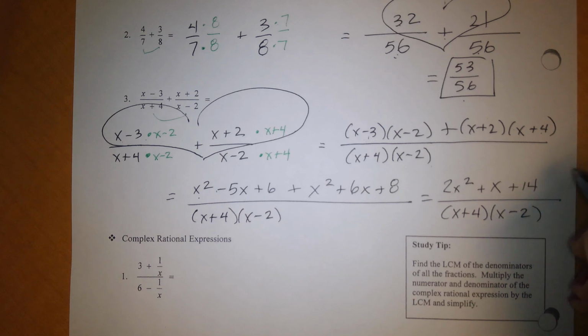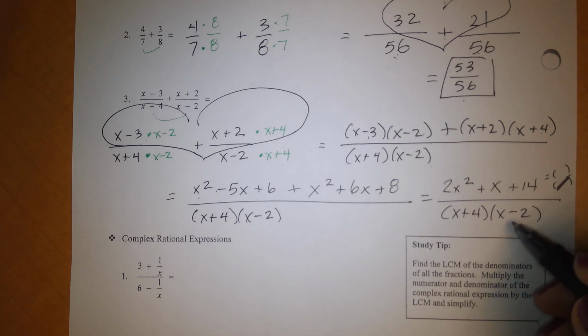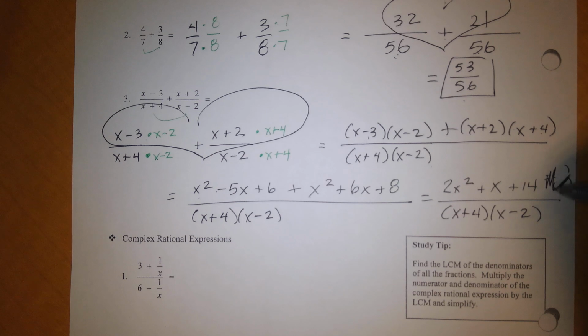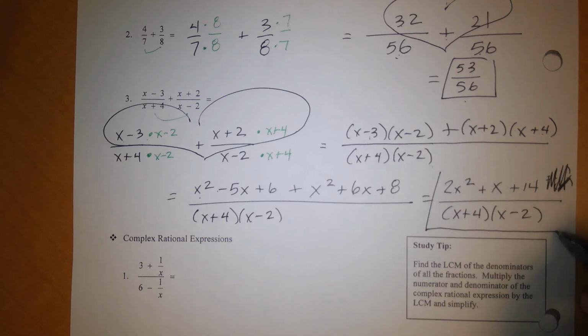My hopes were to try to factor this into two binomials that multiply together, and then I was going to hope one of those binomials would cancel with one of these down here. But it turns out this is not factorable, so this is as far as I can go and is completely simplified.